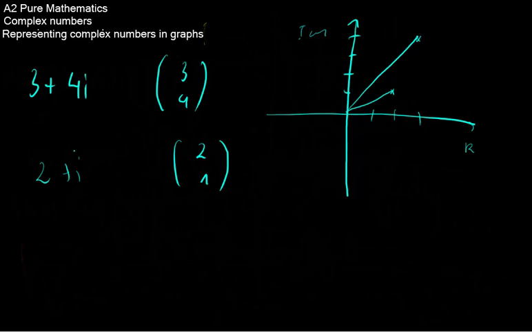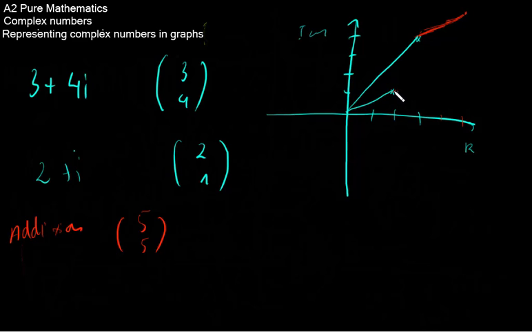So let's say we want an addition of these two complex numbers. So we get 3 plus 2 is 5 and 4 plus 1 is 5. So that gives us (5, 5). Now if we represent it here, so here we have 1, 2, 3, 4, 5, approximately here.